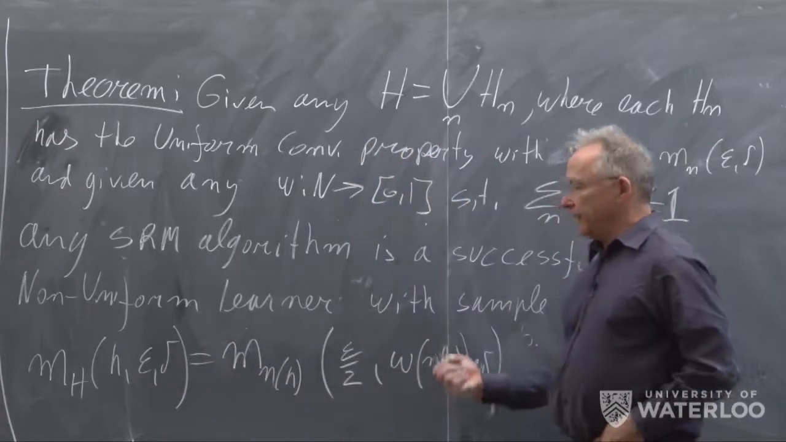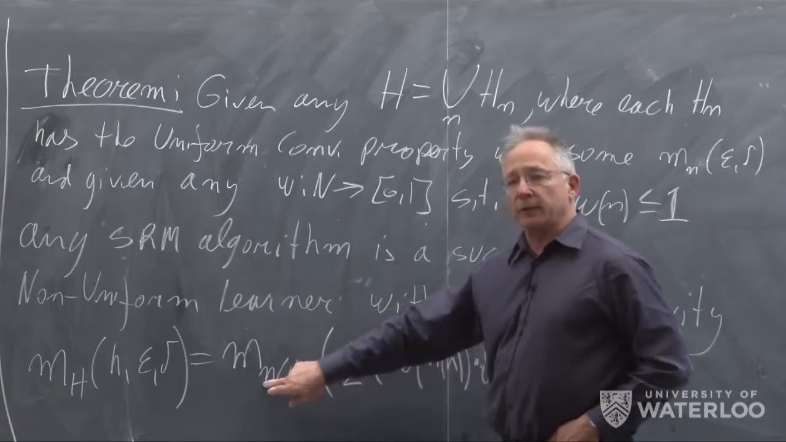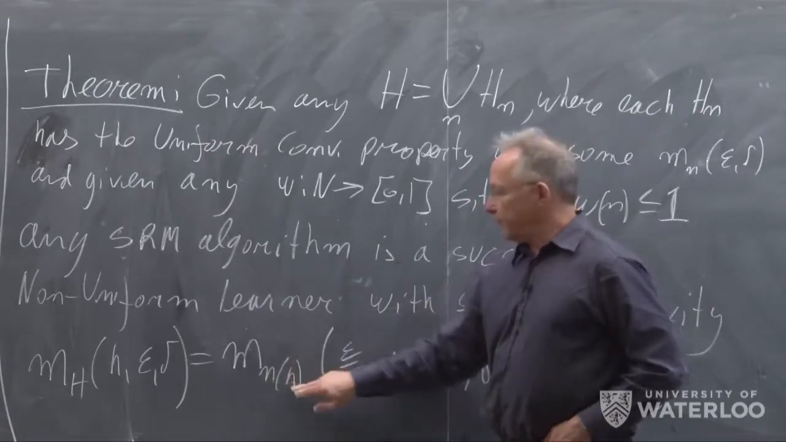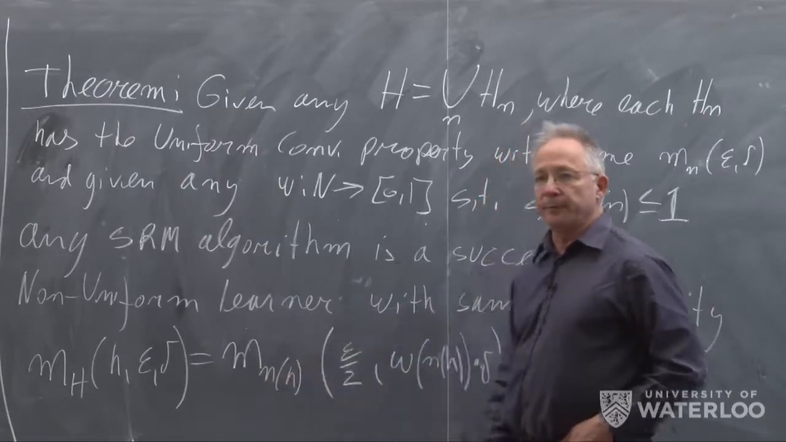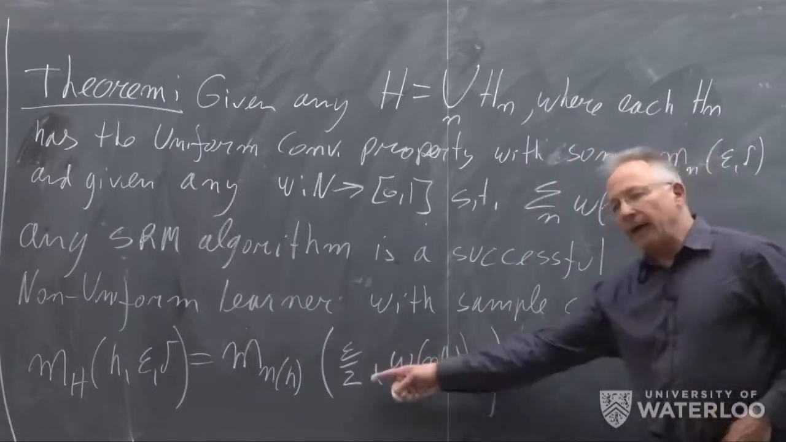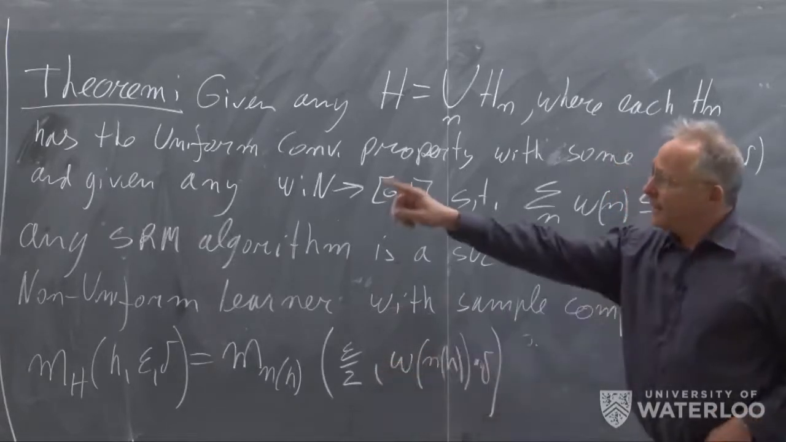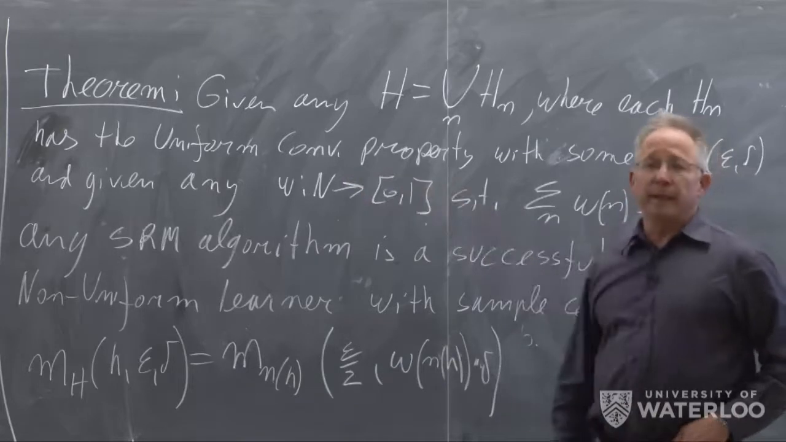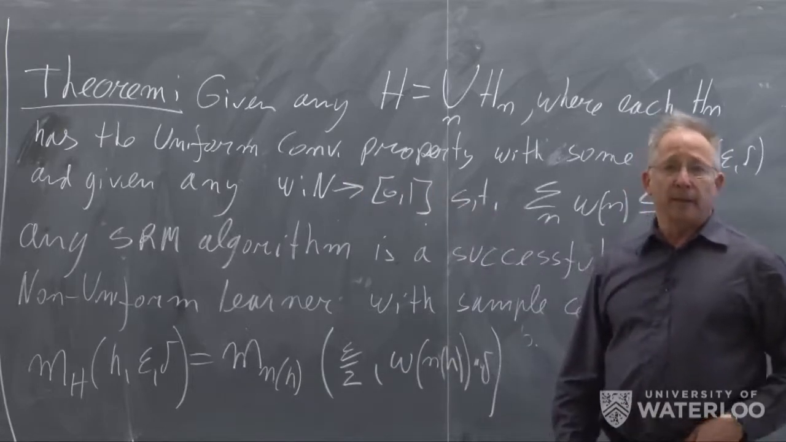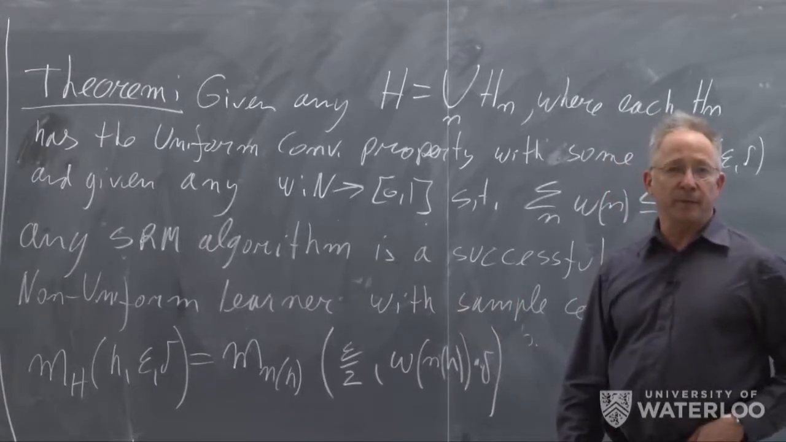In what way does it depend on h? It depends on h because h determines n of h. h determines which class I came from. And the epsilon half that we see here is exactly the same epsilon half that we saw in the case of PAC learning. I will explain in a second why it is epsilon half and not epsilon.